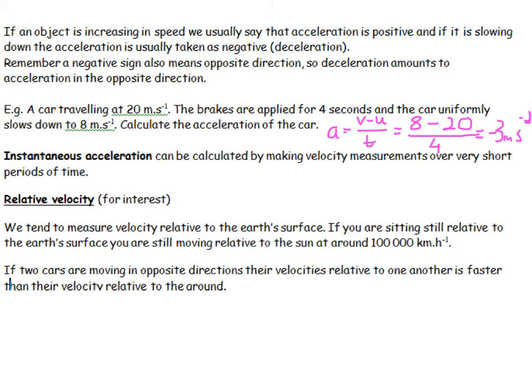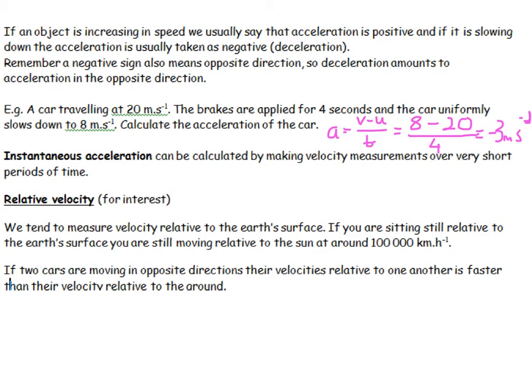We can always calculate an instantaneous acceleration at very small velocity changes over very short periods of time. Then there's something called relative velocity, which we've sort of done when we did vectors. In other words, we can always measure relative to something else. We tend to measure relative to the Earth's surface, but as you're sitting where you are right now, if you were in space relative to the sun, you would be traveling on the Earth at 100,000 kilometers per hour.